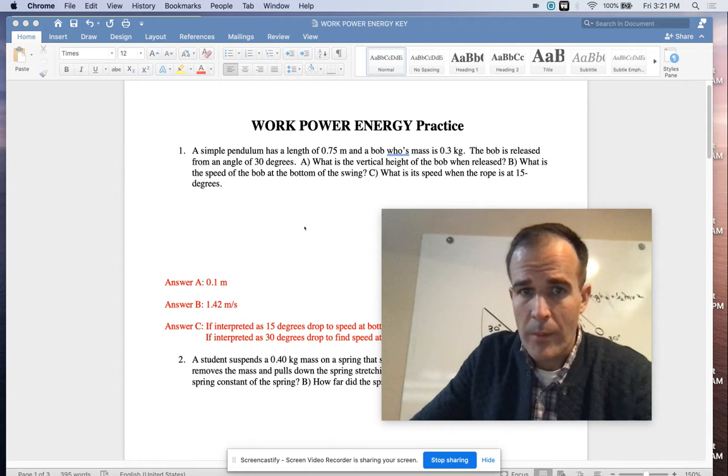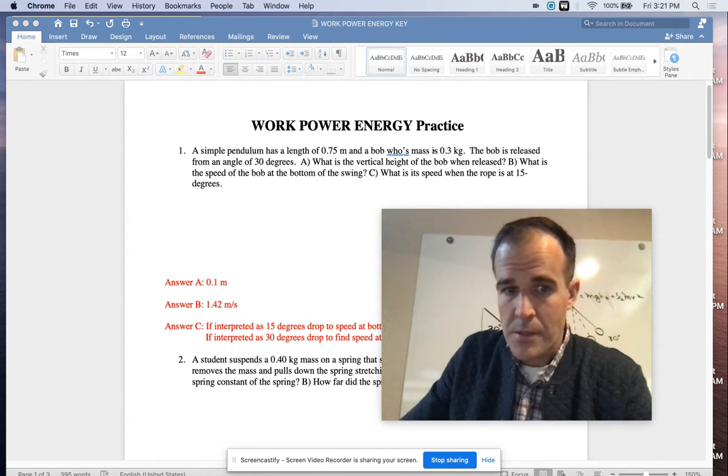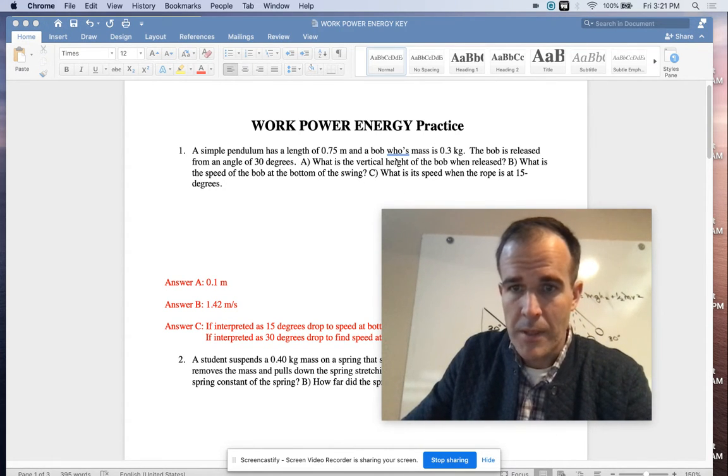All right, so, pendulum problem. They give you the length and they give you the mass. Interesting. Don't always need the mass, right? The bob is released from an angle of 30 degrees, and what is the vertical height when the bob is released? So find H when you have this at 30 degrees.